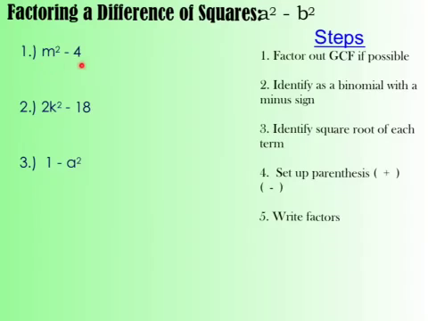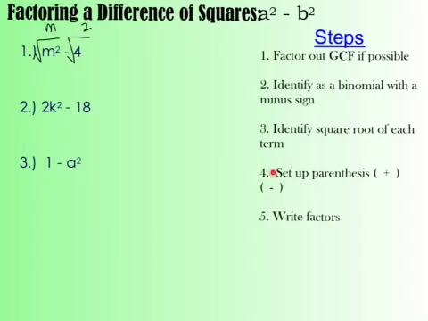So looking at our first problem, m squared minus 4, we see that there is no GCF other than 1. So let's go on to step 2. Identify as a binomial with a minus sign. So a binomial, that's 2 terms, 1, 2, with a minus sign. Here's our minus sign. Alright, step 3. Identify square root of each term. So we need to ask ourselves, what's the square root of m squared? What's the square root of 4? Well, the square root of m squared is m, and the square root of 4 is 2.